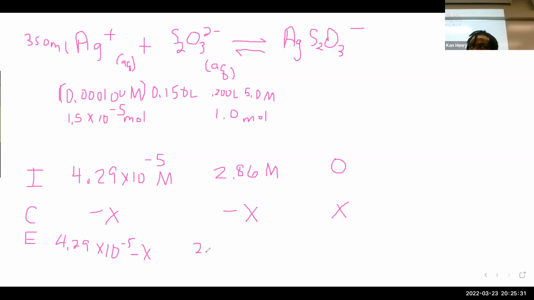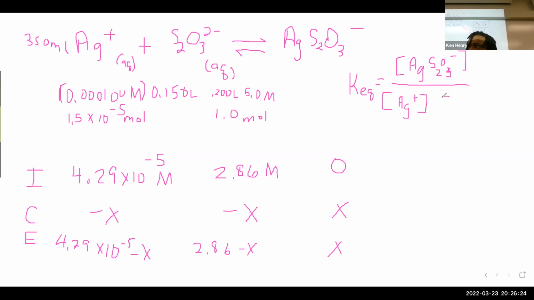These values minus X, and X. Okay, so then we're going to get Keq. It's going to equal, we had the concentration of Ag(S2O3)- over the concentration of Ag+ times S2O3 2-.